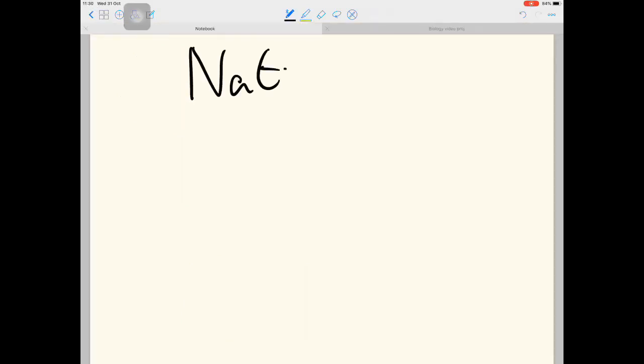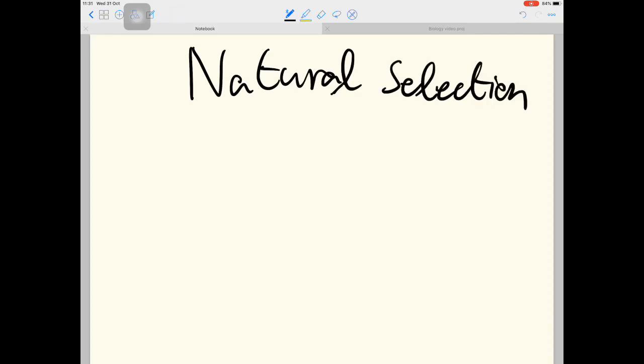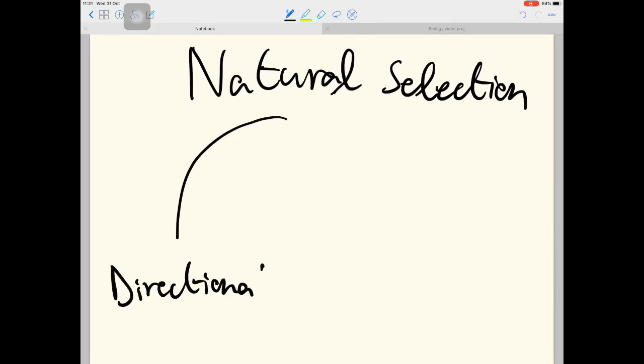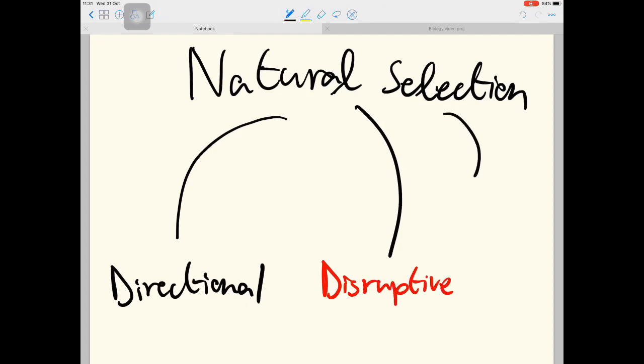Natural selection is a process in which individuals that have certain inherited traits tend to survive and reproduce at higher rates than other individuals because of those traits. Now, natural selection has three types: directional, disruptive, and finally, stabilizing.